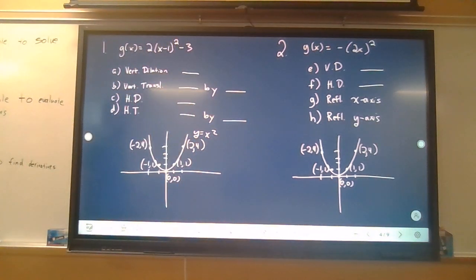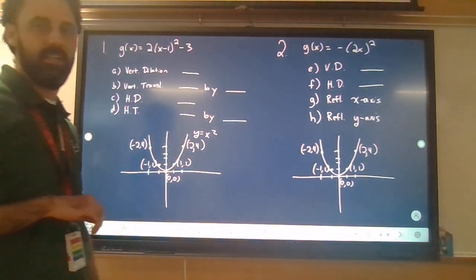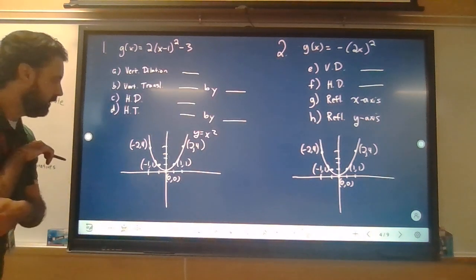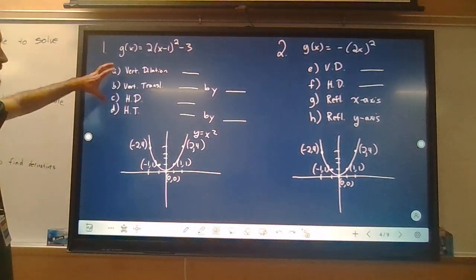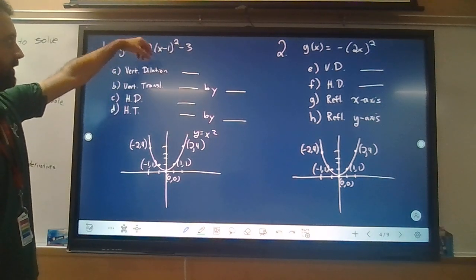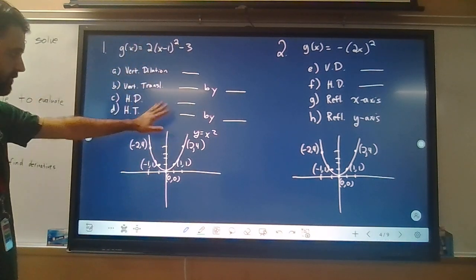All right, guys, so I'm gonna try to get through as many questions as I can today from the review, so we'll see how far I get here. But number one, we are supposed to describe the transformations that this function would have on the graph of y equals x squared, and then actually graph it.